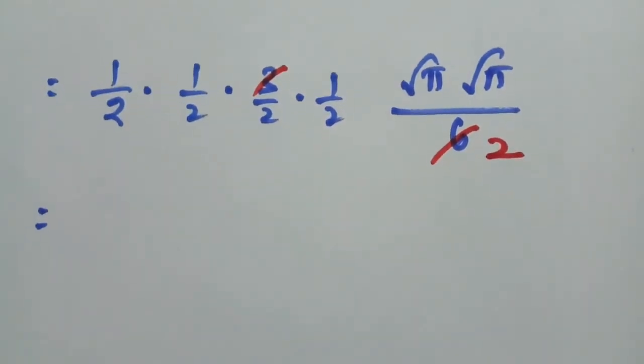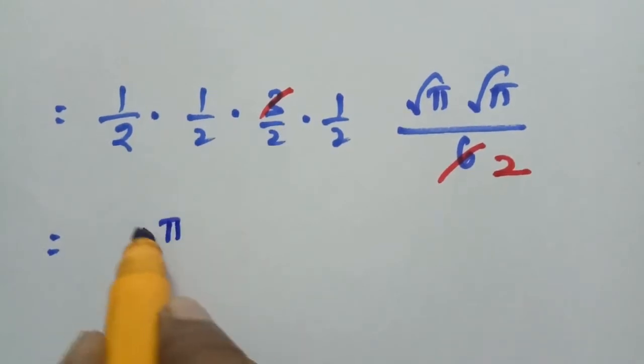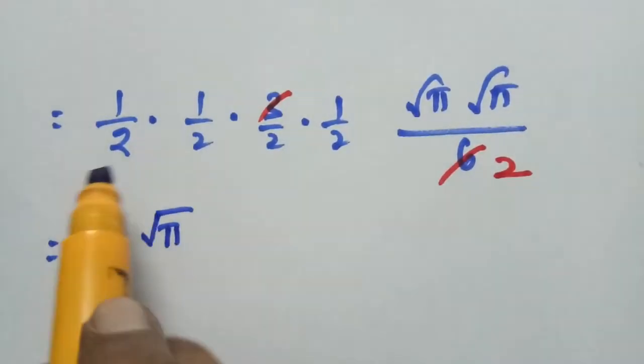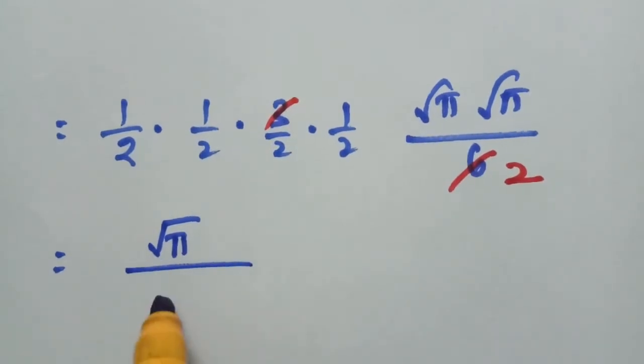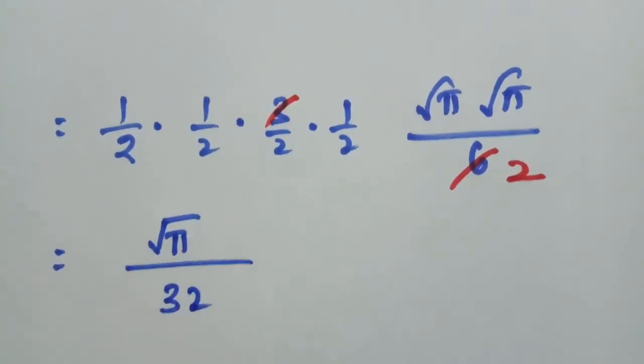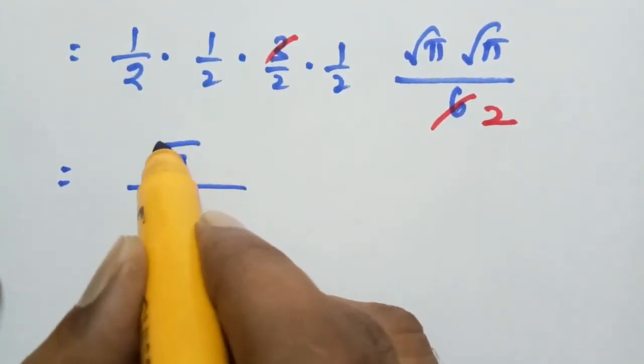Therefore root of pi into root of pi, that is equal to square root of pi by 2 into 2 into 2 into 2 into 2, 2 to the power of 5, that is equal to 32. So this is square root of pi into square root of pi, that is pi only.